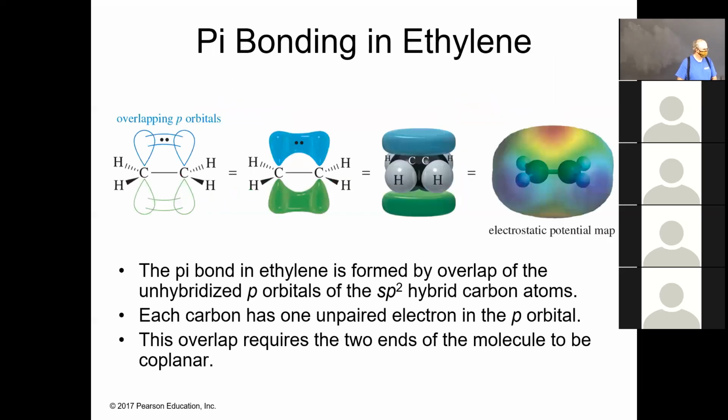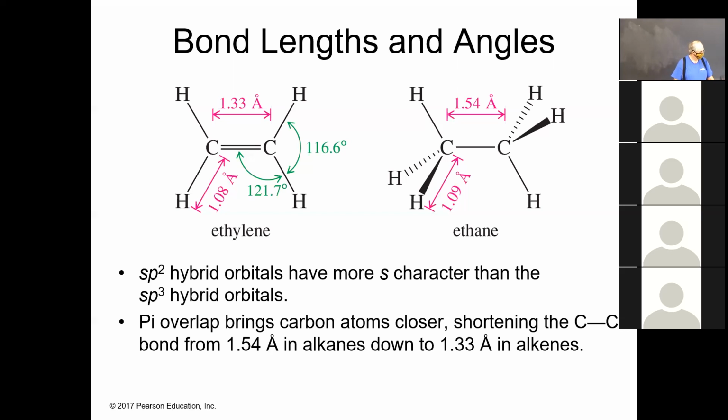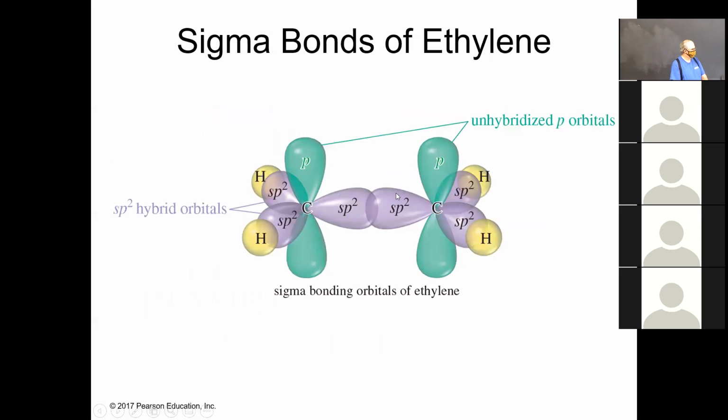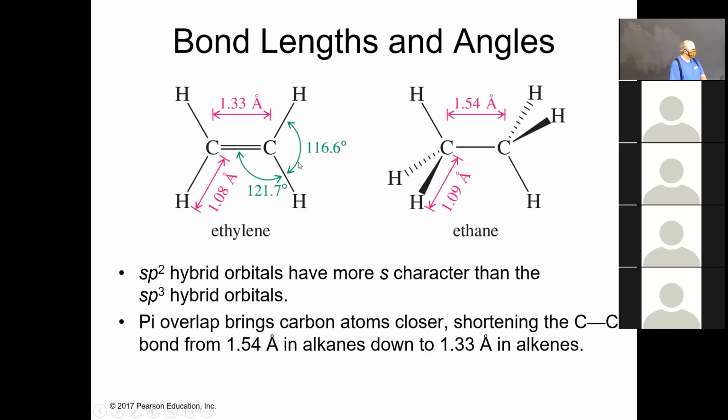Just to be clear, you said that in the sp2 hybridization, the electrons will be closer to the atom. Is that what you said? Yeah, if we back up to this diagram, these electrons will be pulled closer to the carbon, and that results in a shorter bond. So this is 1.33 angstroms, this is 1.54.